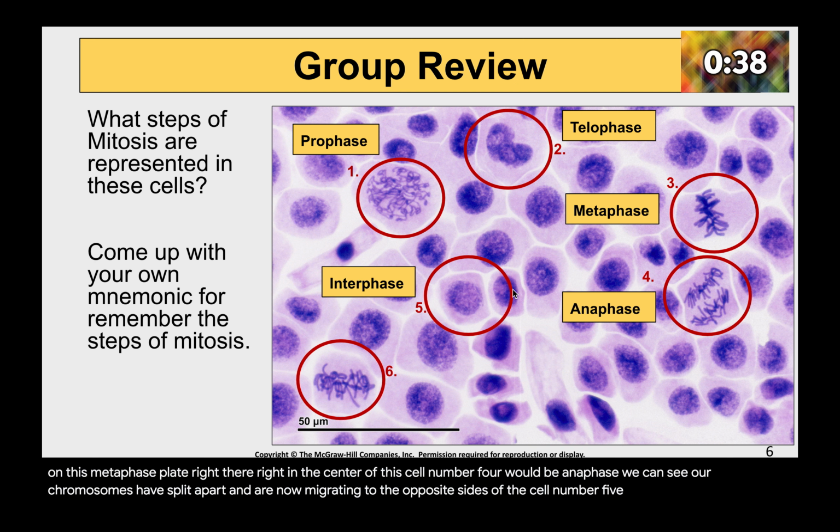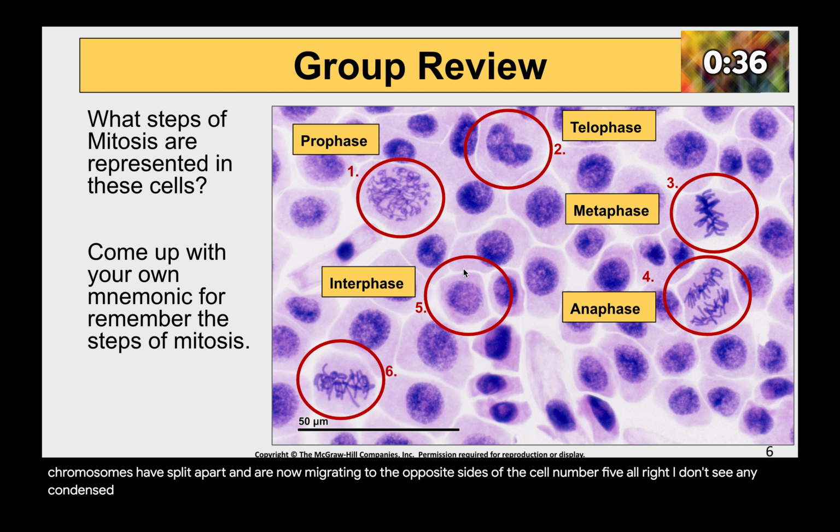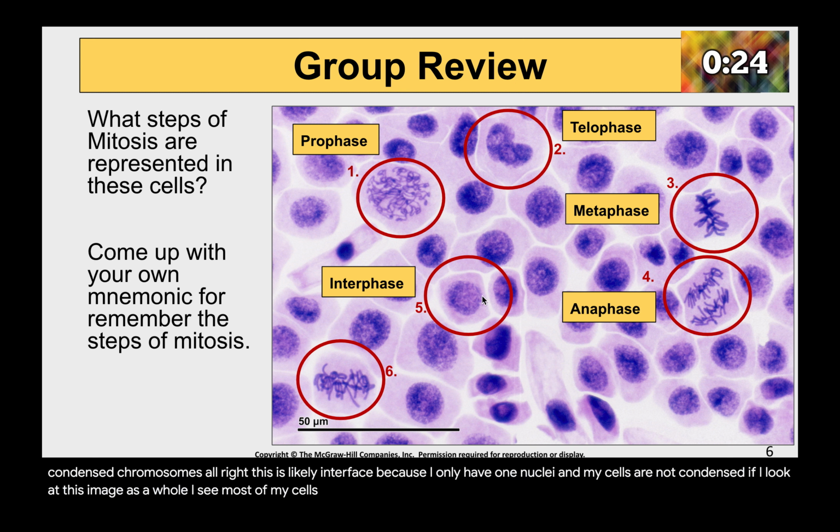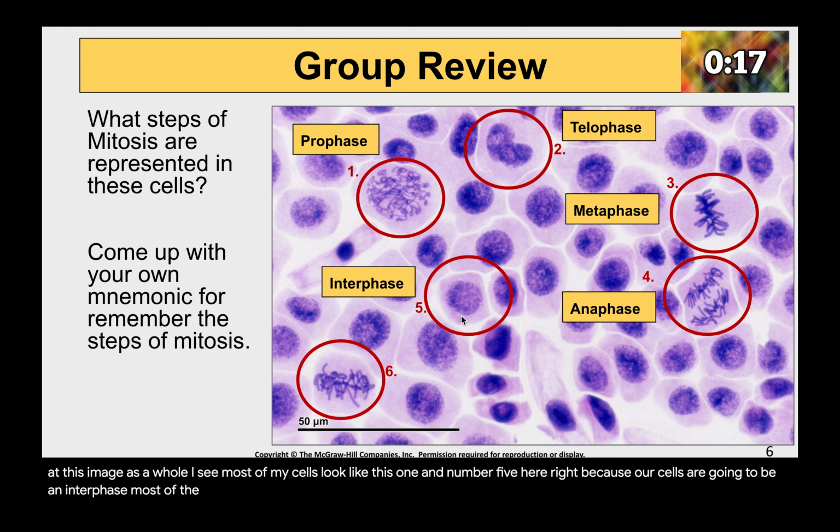Number 5, I don't see any condensed chromosomes. This is likely interphase because I only have 1 nucleus and my chromosomes are not condensed. If I look at this image as a whole, I see most of my cells look like this one in number 5, because our cells are going to be in interphase most of the time. Number 5 would be interphase.